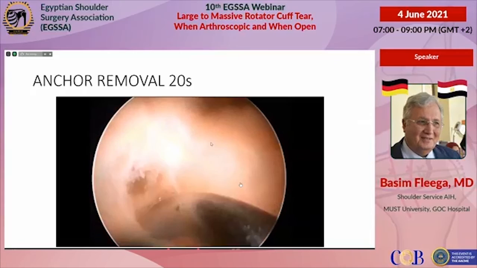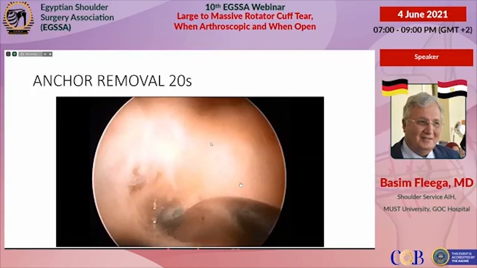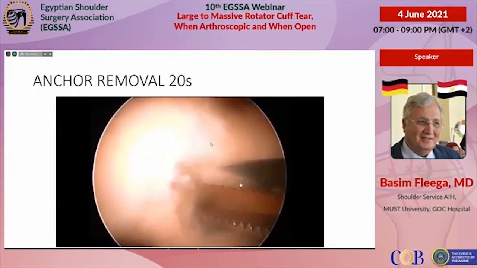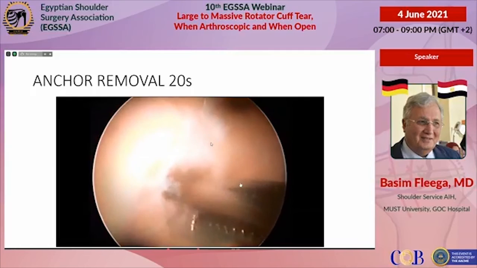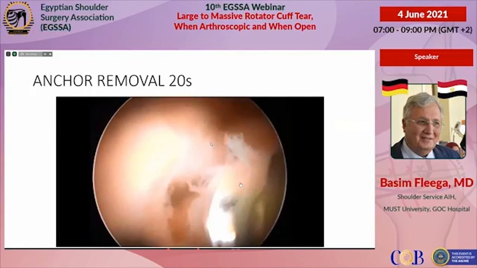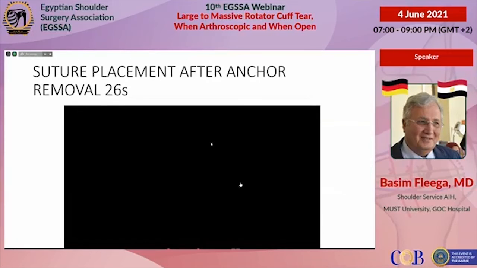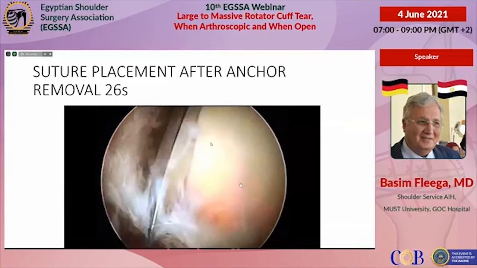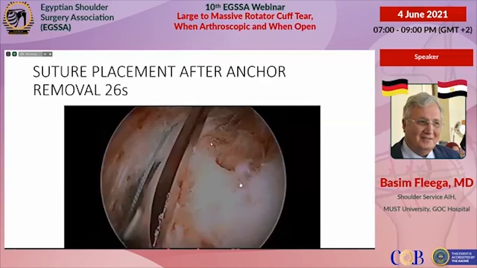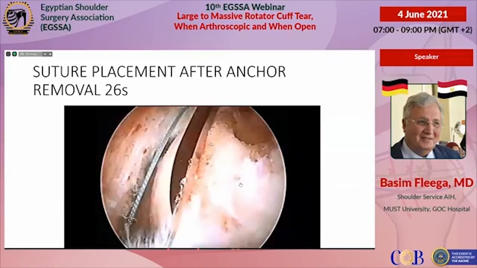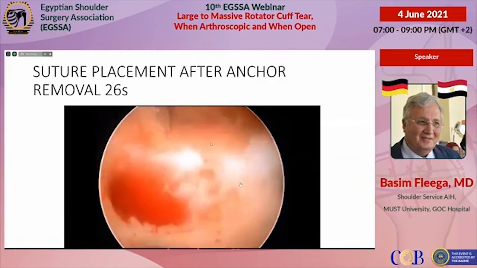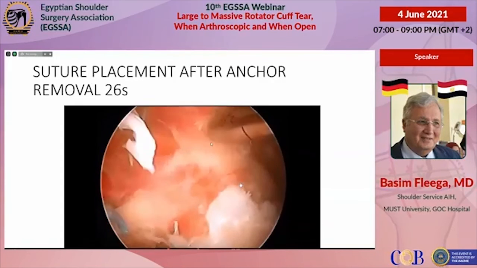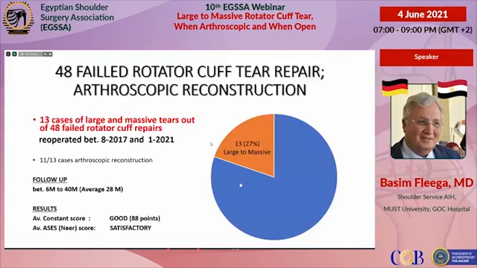Here we see one case which we use also for a recurrent tear. We remove the anchor because it was loose. And here, after removal, we place the sutures, first end-to-end sutures medially, and then you see here the holes in the bone, and then we do a transosseous suture fixation between the holes. And here's after the suture fixation.